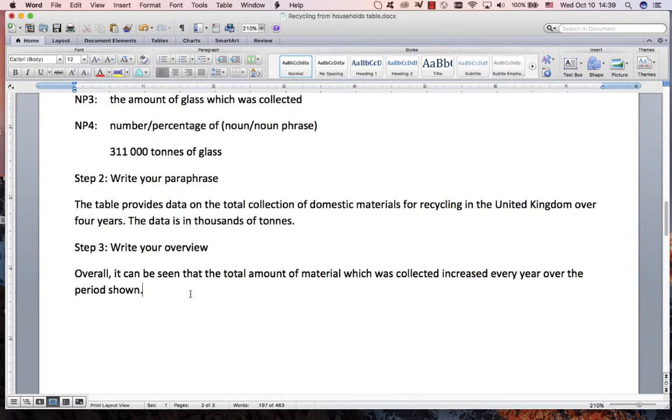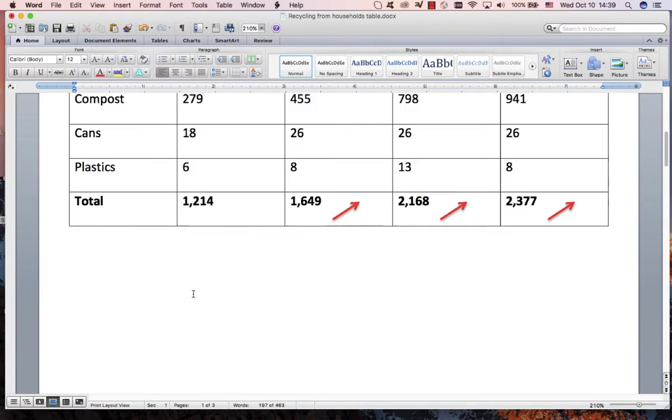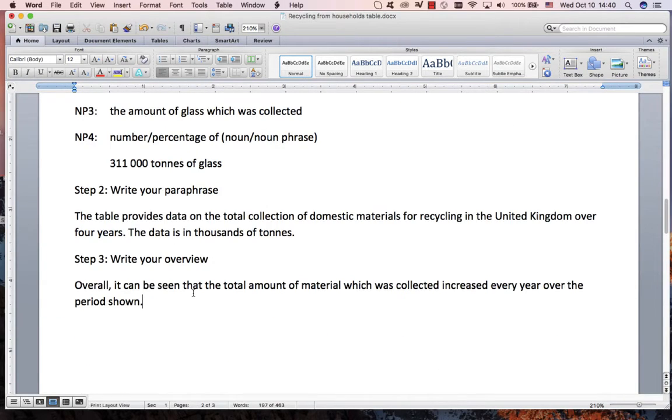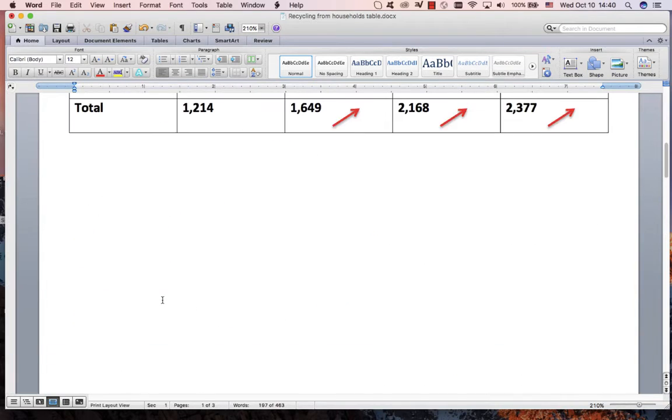Now that's enough. I'm going to add a little bit more. So when you get your band 6 overview, that's a band 6 overview, see if you can find a little bit more to say. If you can't, don't worry. You can still get band 7, 8, 9 with this overview. Don't worry. But just have a look for 30 seconds.